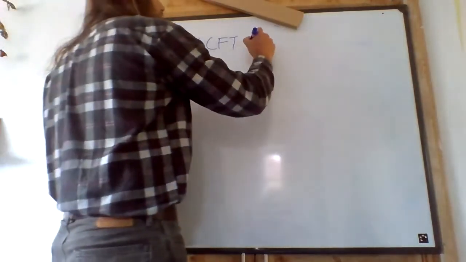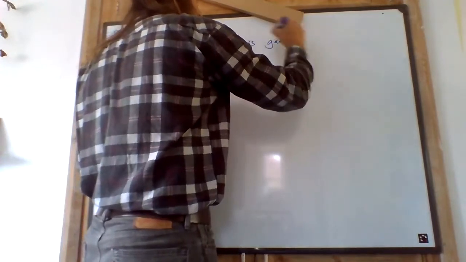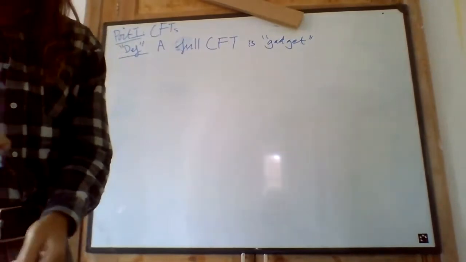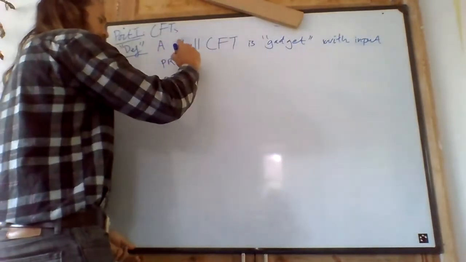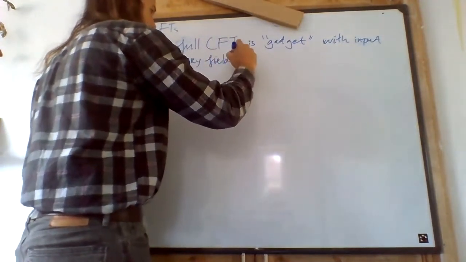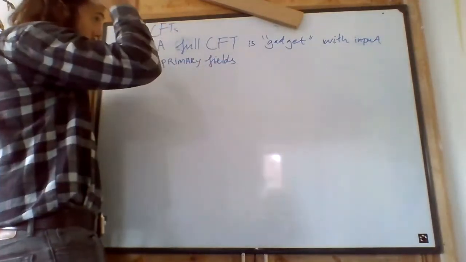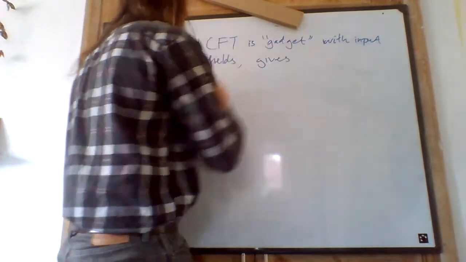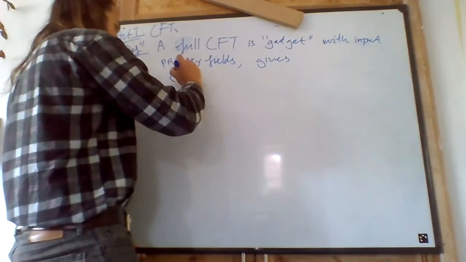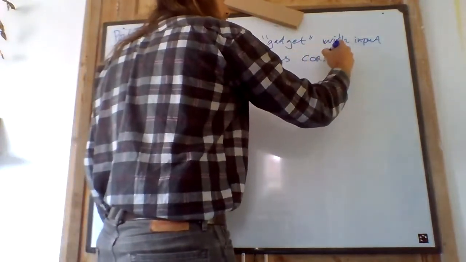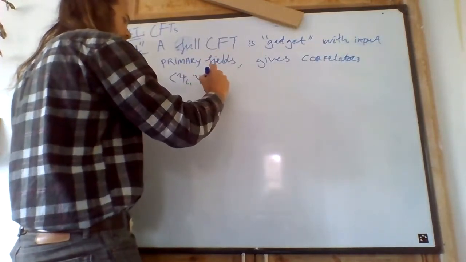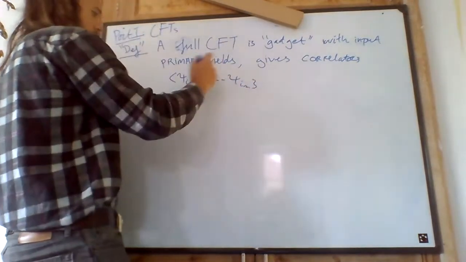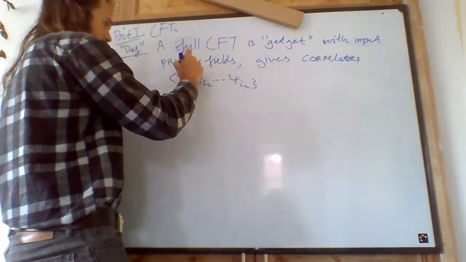So a full CFT is a gadget, and I'm putting all the scare quotes to make sure that you know that I'm not being precise, which takes as input some primary field content and some operator product expansion between those, and it gives these things called correlators, which I'll denote by psi_i1, psi_i2, up to psi_in, where these primary fields are psi_i.